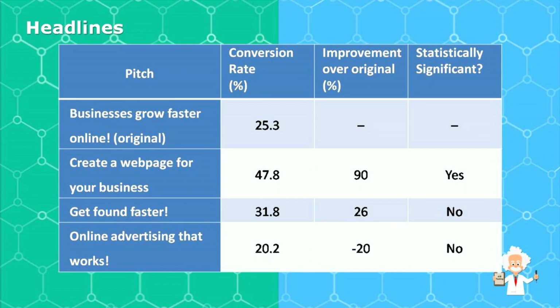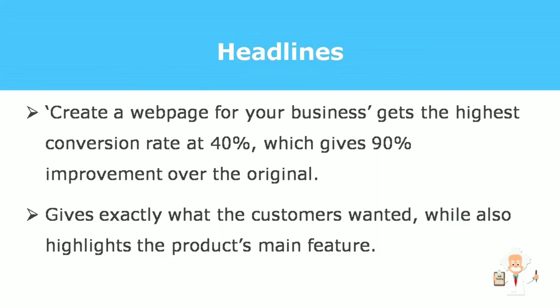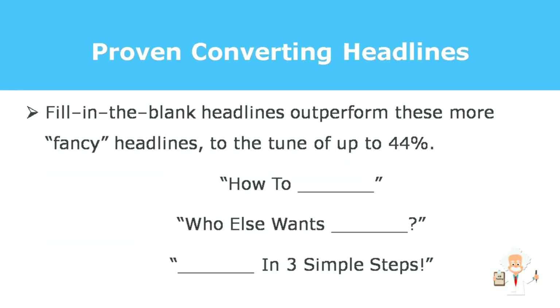Take, for example, these 4 headlines. As we can see, of all the headlines, the pitch, create a web page for your business, gets the highest conversion rate at 40%, which gives a 90% improvement over the original. The reason is this pitch gives exactly what the customers want, while also highlighting the product's main feature. Proven converting headlines. Sometimes we may get tempted to get creative with our headlines using wordplay or puns, but it's proven that regular fill-in-the-blank headlines outperform these more fancy headlines to the tune of almost 44%.